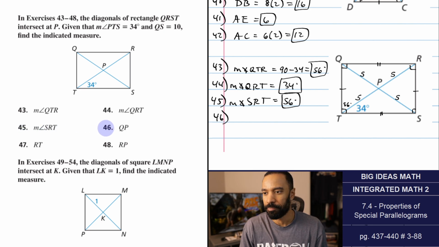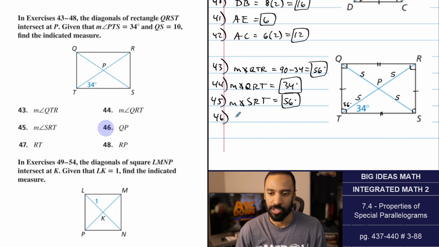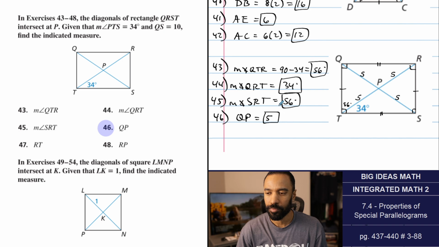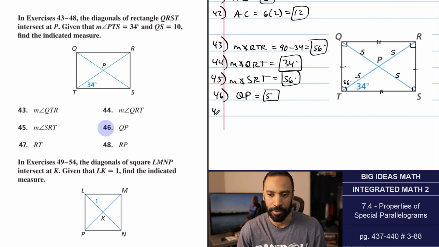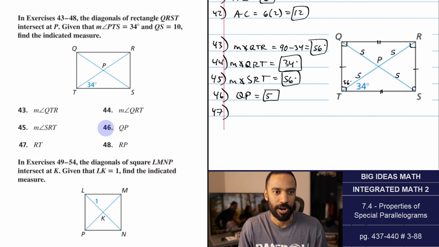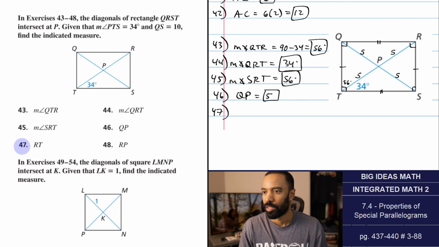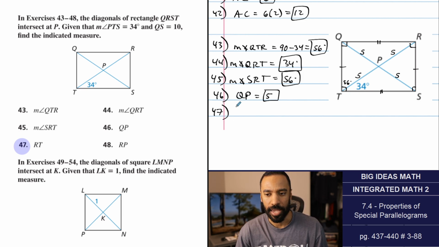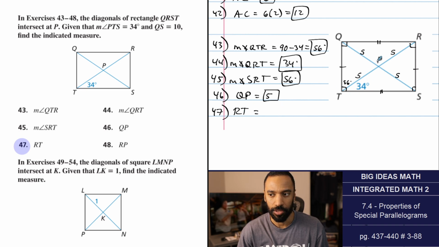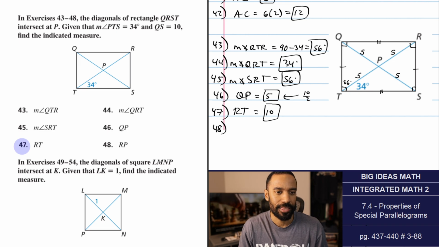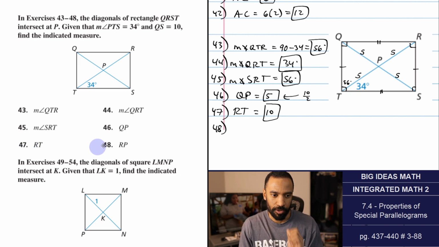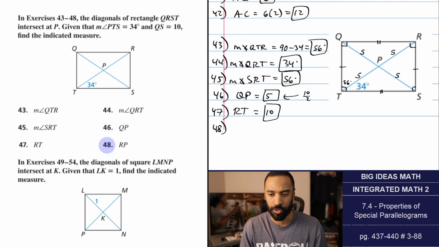The length of QP, well, that answers one of them, right, diagonal-wise. So length of QP is 5. Now, again, the way that I got 5 was this diagonal was 10, and diagonals in a rectangle are bisected, much like all parallelograms. Number 47, the length of RT. RT is the entire other diagonal. Diagonals are congruent to each other in a rectangle. If one is 10, then the other is also 10. By the way, this 5 was from 10 divided by 2. And number 48, the length of RP. RP is once again going to be one of those bisected diagonals, so it's also going to be 5.